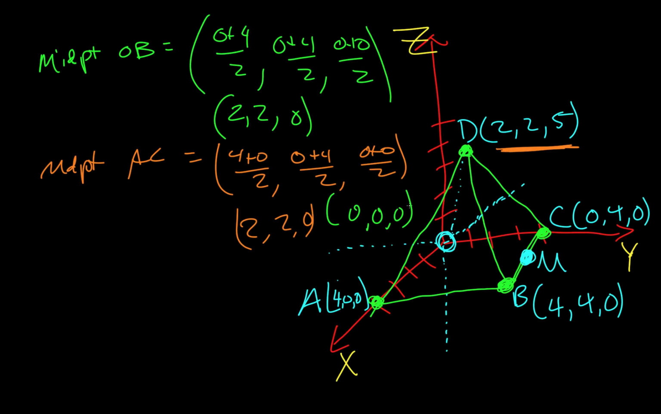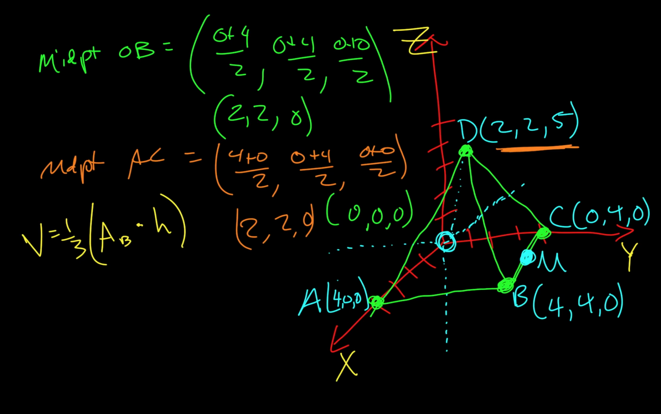Now part B says find the volume of the pyramid. So volume of a pyramid is 1/3 times the area of the base times the height. Let's see, how do I write that? Let's do area of the base times the height.